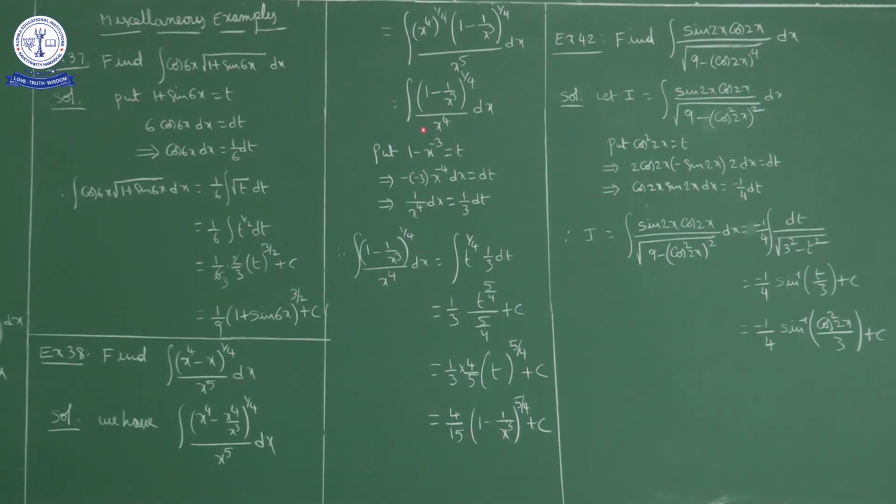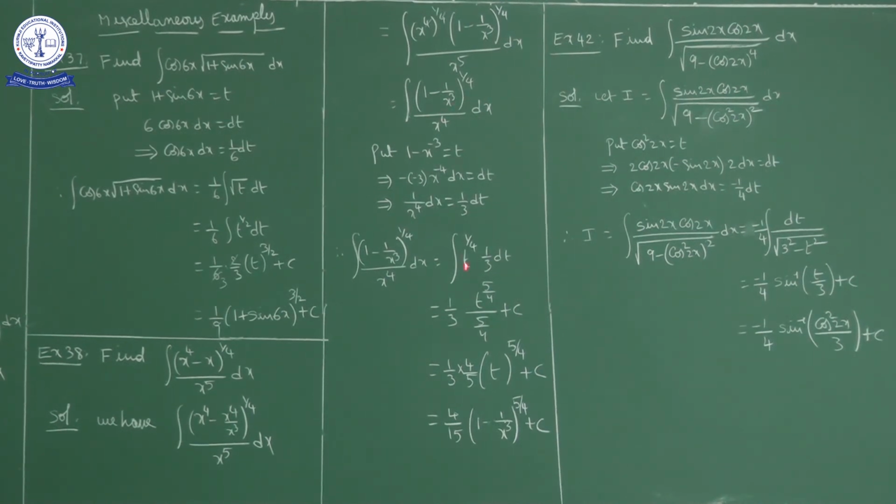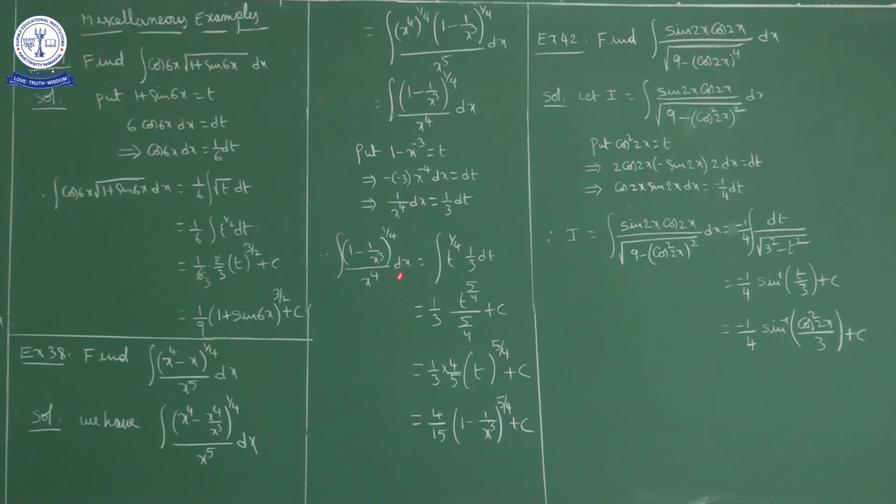So 1 by x power 4 dx, in this place we can write 1 by 3 dt. So this part reduces to integral t power 1 by 4 into 1 by 3 dt. 1 by 3 constant I'll write outside. T power 1 by 4 integration is t power 5 by 4 upon 5 by 4. If you write in numerator it will be 4 by 5. So what we get, 1 by 3 into 4 by 5 into t power 5 by 4 plus c.